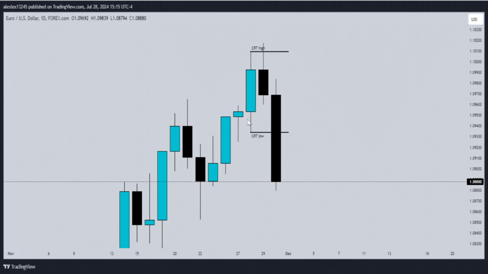Because now you have seen the accumulation and the manipulation phase, and you're just waiting to get into the distribution, where there's high volatility and a high chance of price reversing down to either the CRT low or targeting further targets like sell side liquidity or a fair value gap. So the CRT helps you in knowing when to wait and when to find a setup.